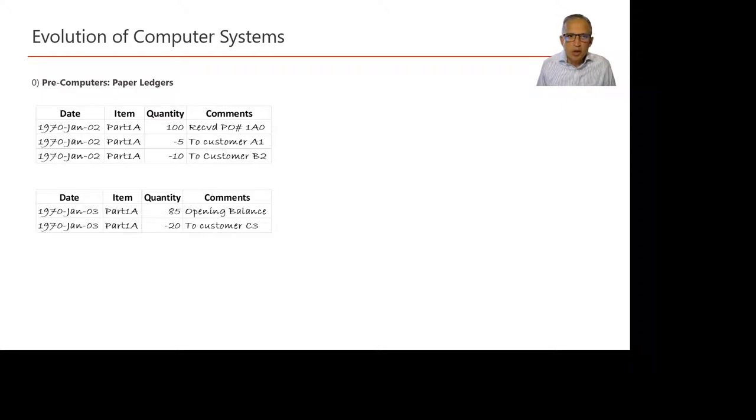The entries on the paper ledger will look something like this, perhaps one for each day. On day one of the business, they received 100 units from their supplier and sold a total of 15 units to two customers. On day two, the balance of 85 will be carried over onto a new page. And let's say they sold 20 units on day two, which will be recorded as shown.